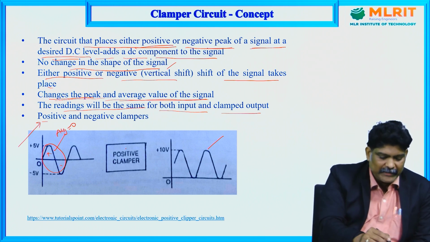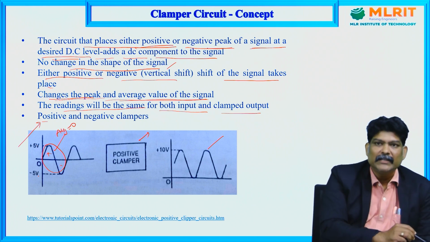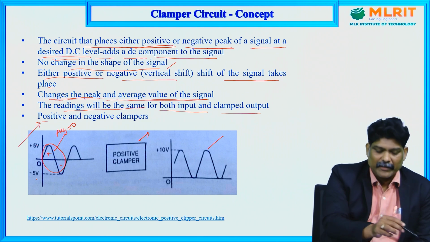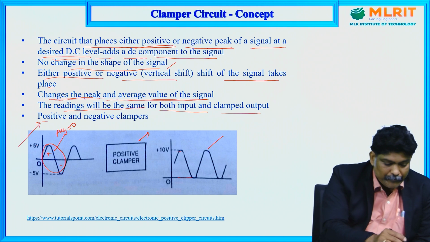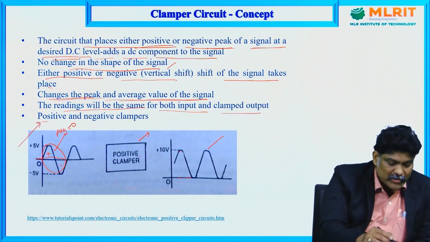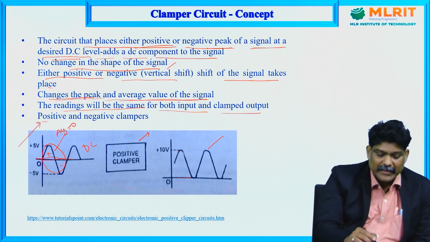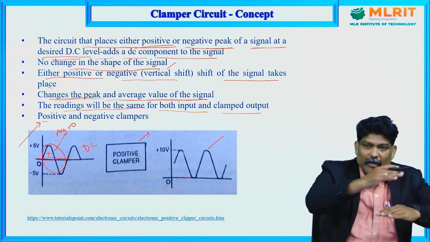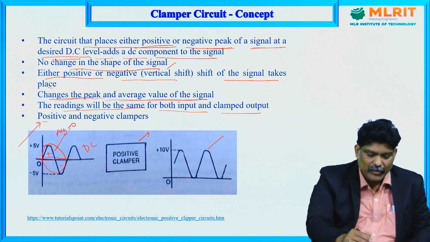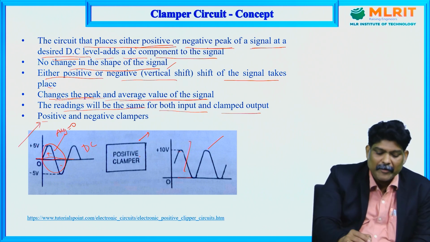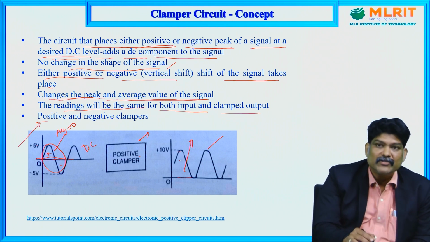Here this is a positive clamper. The signal goes from plus 5 to minus 5, so the peak to peak value is a total of 10, and it does not change here. The positive clamper only adds some DC value to the AC signal. That means it shifts the signal to the upper side or lower side. Because it is a positive clamper, your input shifts towards the positive side. Hence this is called a positive clamper, and the average also changes.